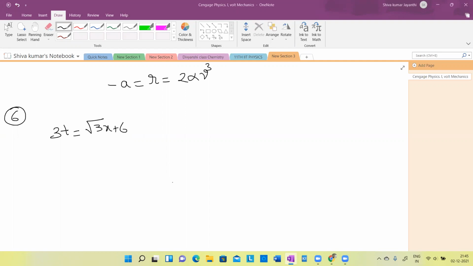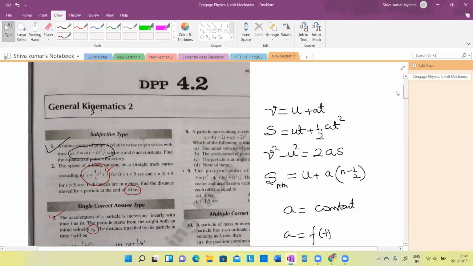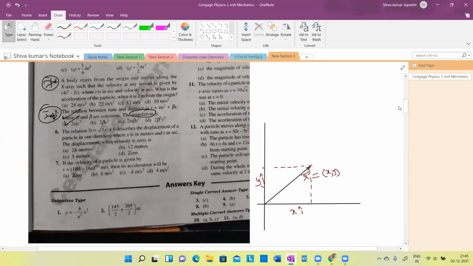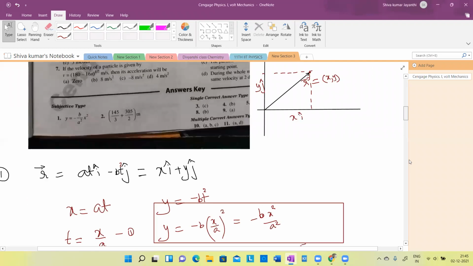So this question: 3t = root(3x) + 6 describes the displacement of a particle in one dimension. If you want to read the question, it's up there. It describes the displacement of a particle in one dimension. x is in meters, t is in seconds. What is the displacement when velocity is 0?